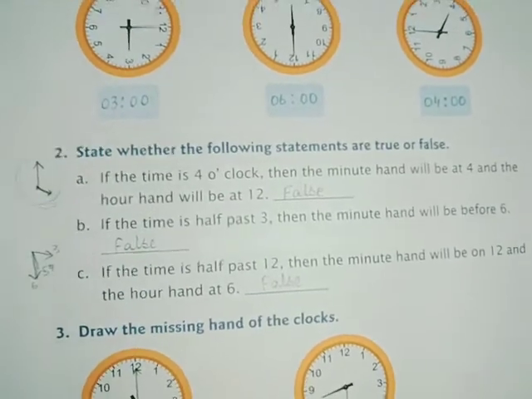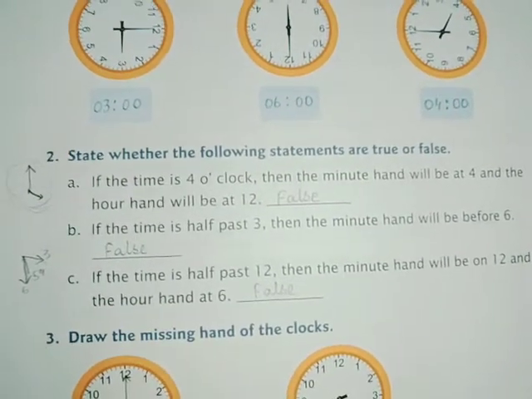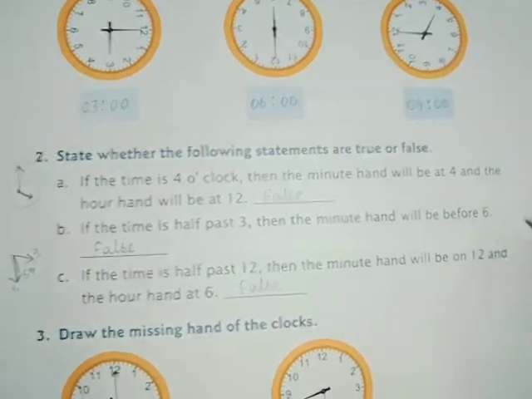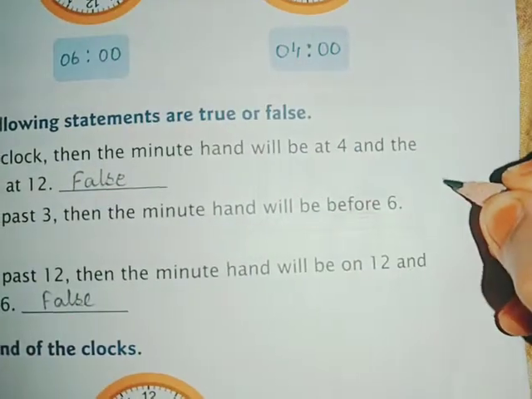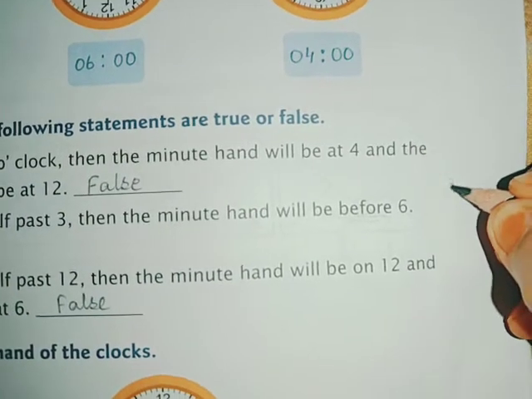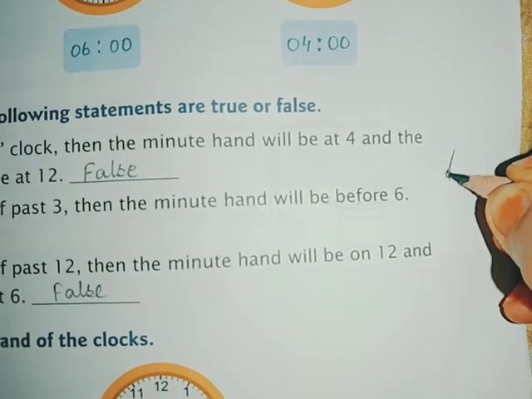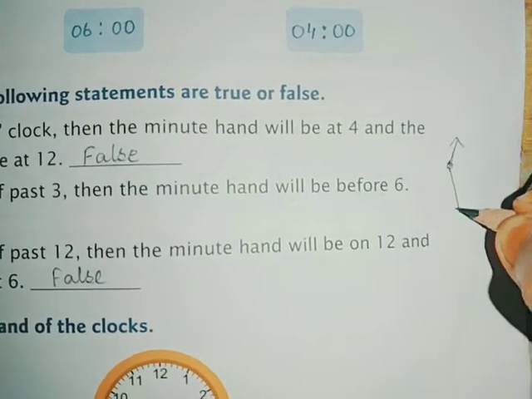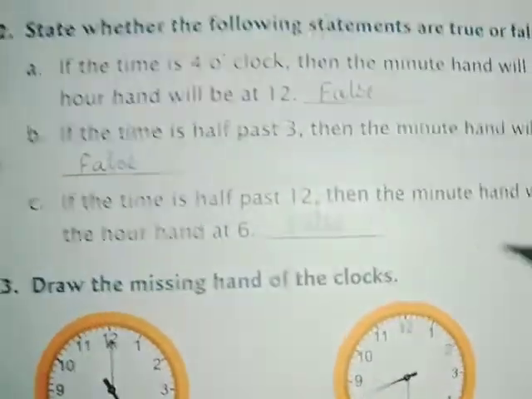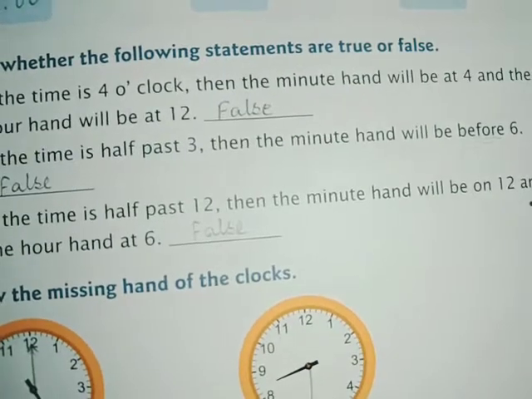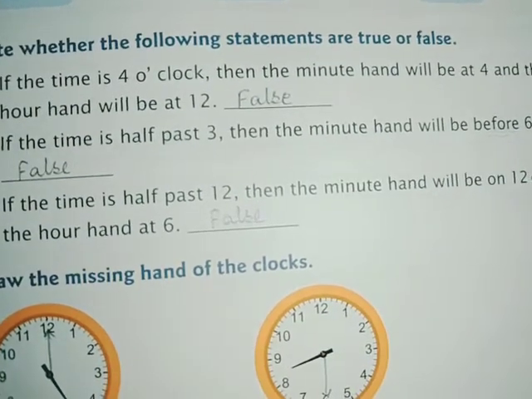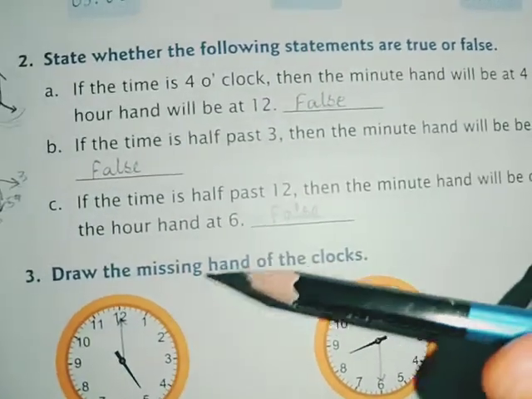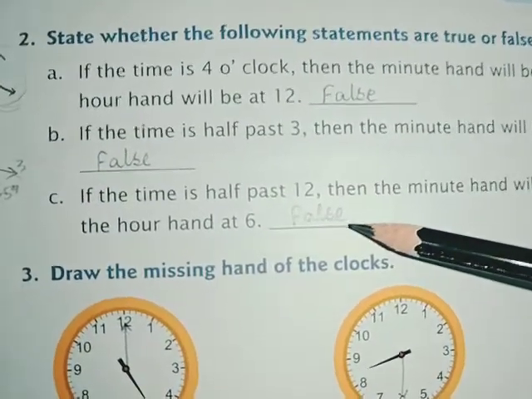Coming to number C, if the time is 12:30, then the minute hand will be on 12 and the hour hand at 6. Again the time 12:30. When it is 12:30, the hour hand should be between 12 and 1. It will not be at 12, but it will be between 12 and 1 and the minute hand will be at 6. Now what it is told is, then the minute hand will be on 12. They have told just the opposite of what we have learned. The minute hand is told here to be at 12 and the hour hand at 6. So again this statement is a false statement.